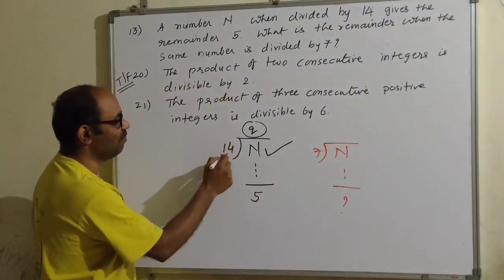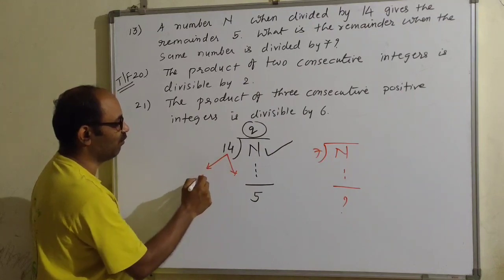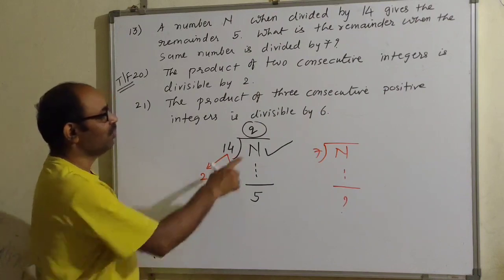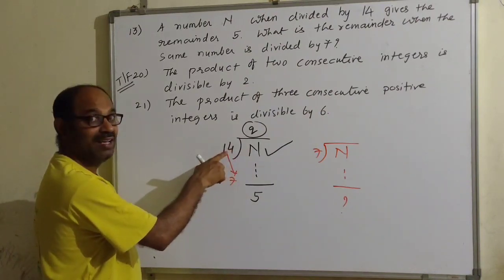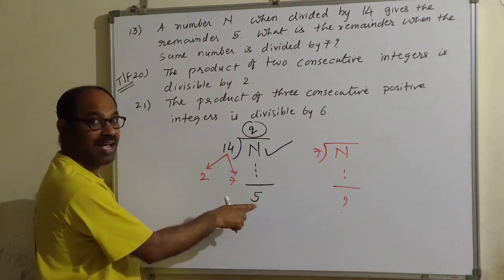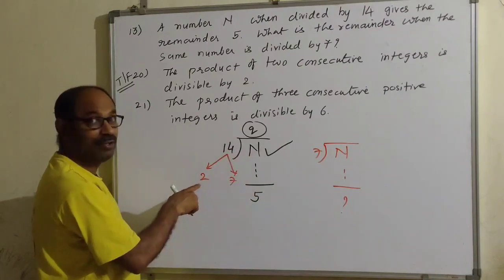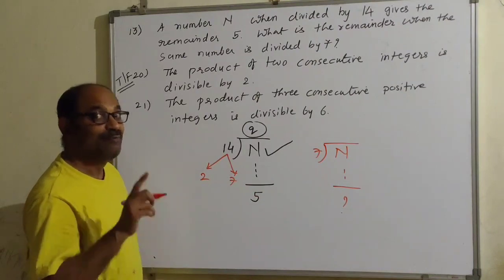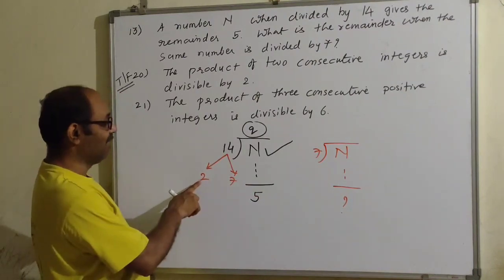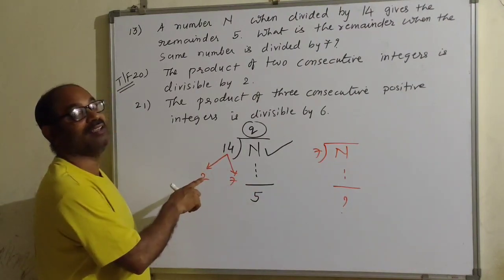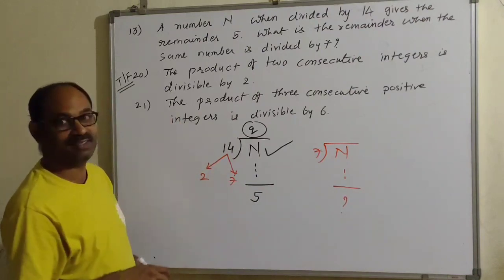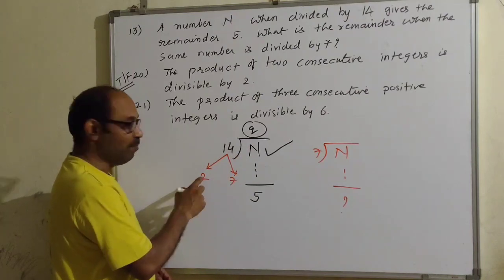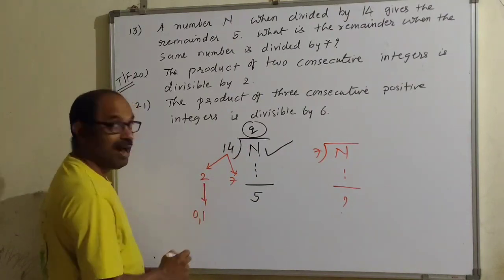Children, very simple. See the prime factors of 14: 2 and 7. So if n is divided by 14, leaving remainder 5, n should be divisible by 2 as well as 7, leaving the remainder 5, provided that this remainder is smaller than the divisor. Now look here. If you divide n by 2, the possible remainders are 0 and 1.